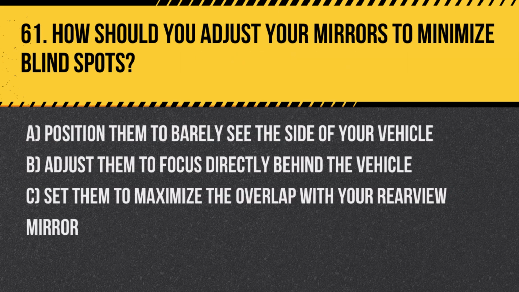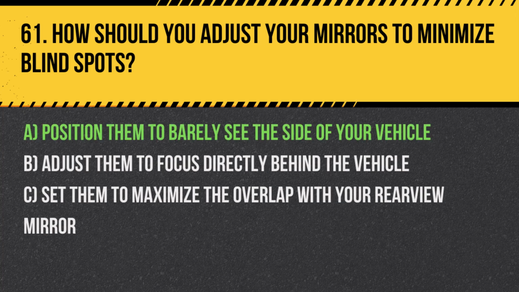Question 61. How should you adjust your mirrors to minimize blind spots? A. Position them to barely see the side of your vehicle. B. Adjust them to focus directly behind the vehicle. C. Set them to maximize the overlap with your rearview mirror. Answer. A. Position them to barely see the side of your vehicle. Properly adjusting side mirrors to minimize blind spots involves setting them so you can barely see the side of your vehicle, which helps cover more areas that the rearview mirror cannot.